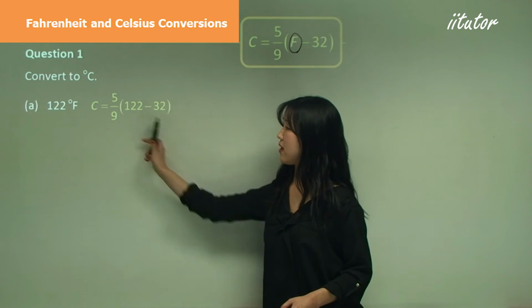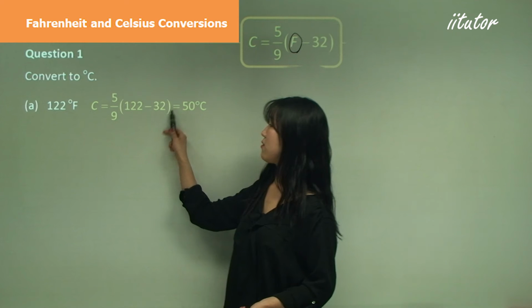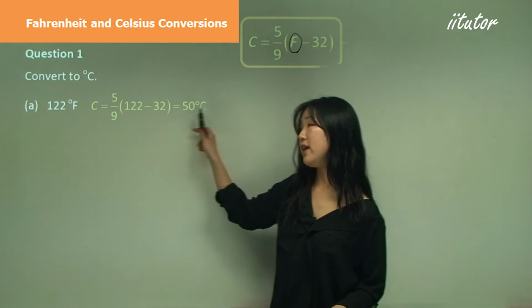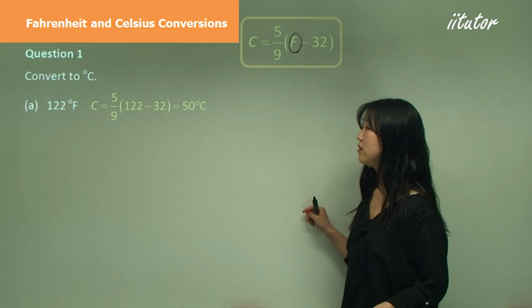Make sure you do whatever's inside the brackets first, and you should get 50 degrees Celsius. Whatever that is, you multiply it by 5 over 9, and you should get 50 degrees. Always put your units as well, because we've converted it now.